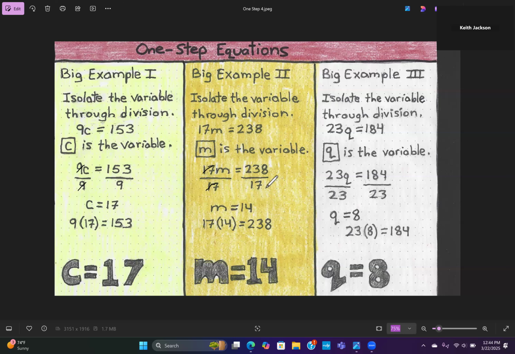You have been given quite a bit of information. I wouldn't blame you if you need to pause the video to take a look at these three big examples again, or replay this video as many times as you need to gain a deeper understanding of this concept.